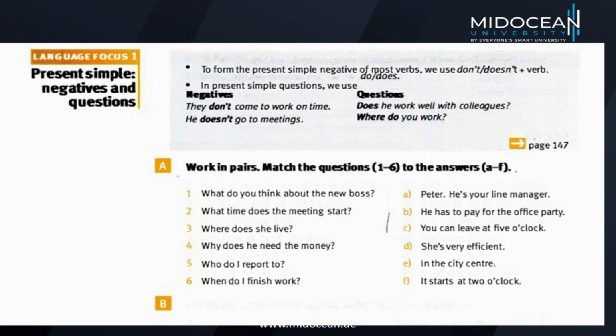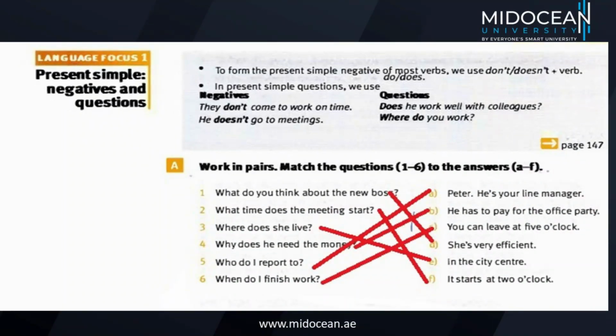Okay, now let's do activity A here. Work in pairs, match the questions to answers. Let's correct now. Number 1. What do you think about the new boss? Answer: she's very efficient. 2. What time does the meeting start? Answer: F. It starts at 2 o'clock.